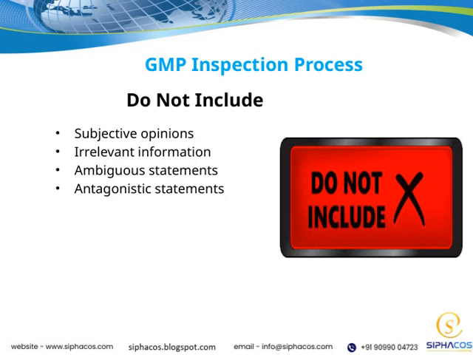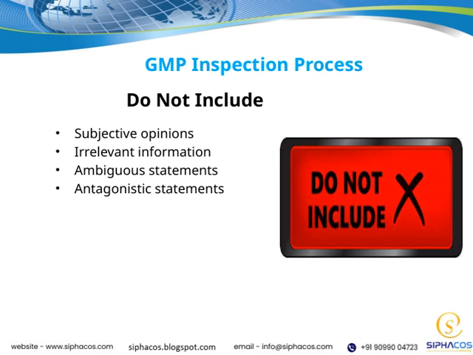Let's talk about what to avoid during a GMP inspection. First, it's important to steer clear of subjective opinions. These can introduce bias and aren't based on objective evidence, so stick to facts and documented data. Next, irrelevant information should be left out. Focus on what's directly related to the inspection scope to keep things clear and efficient.